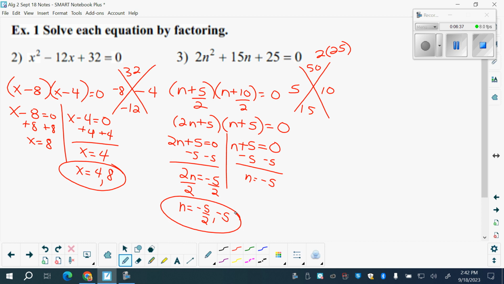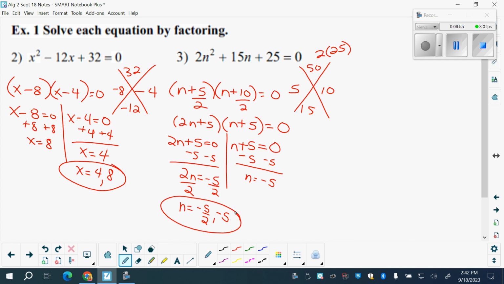So that's why we've been spending all that time on factoring, so that we can do things like this. And it keeps coming up throughout the year, not just in this unit. It's going to come up in other units as well. Polynomials, rational expressions.